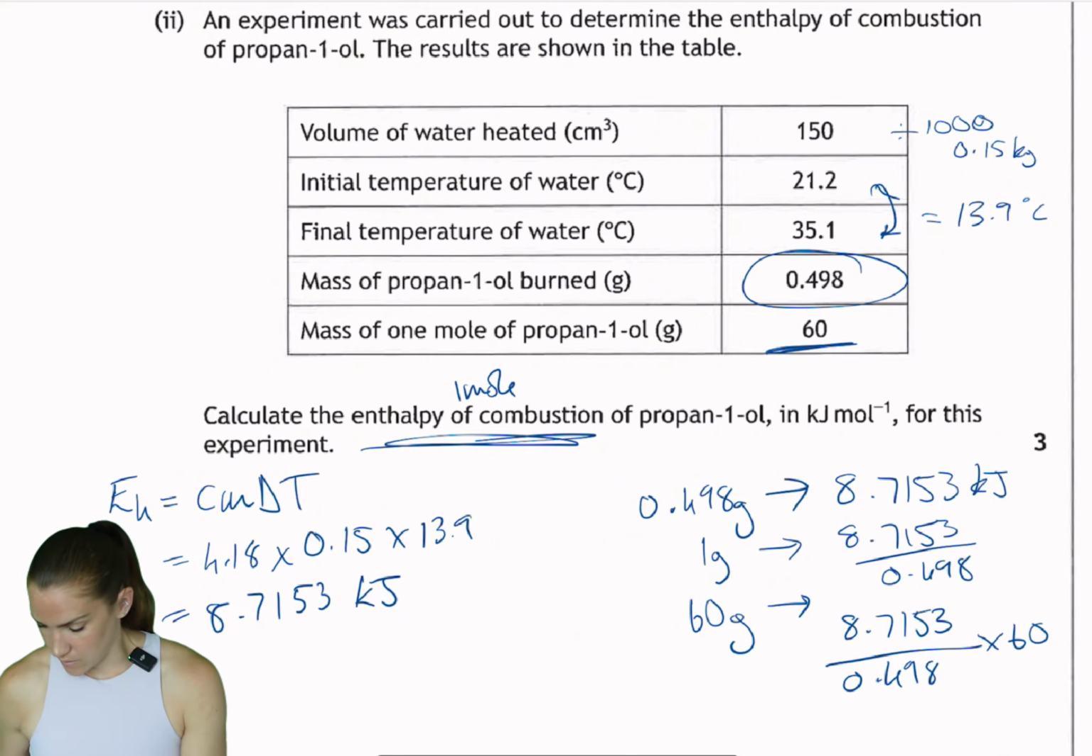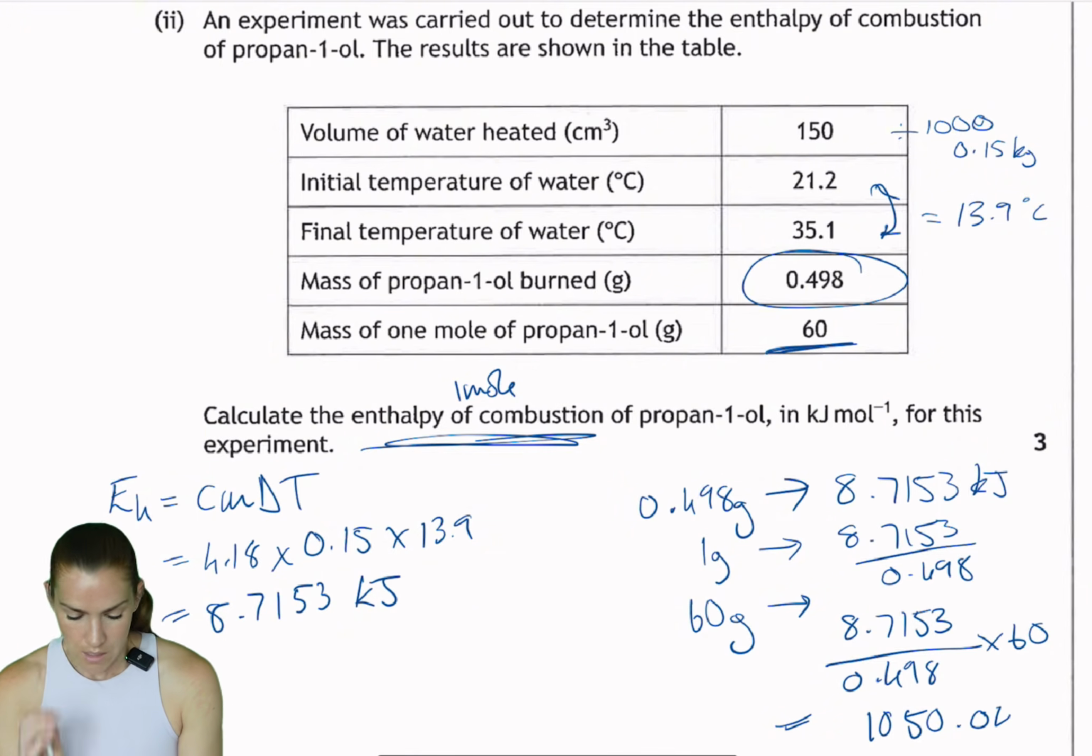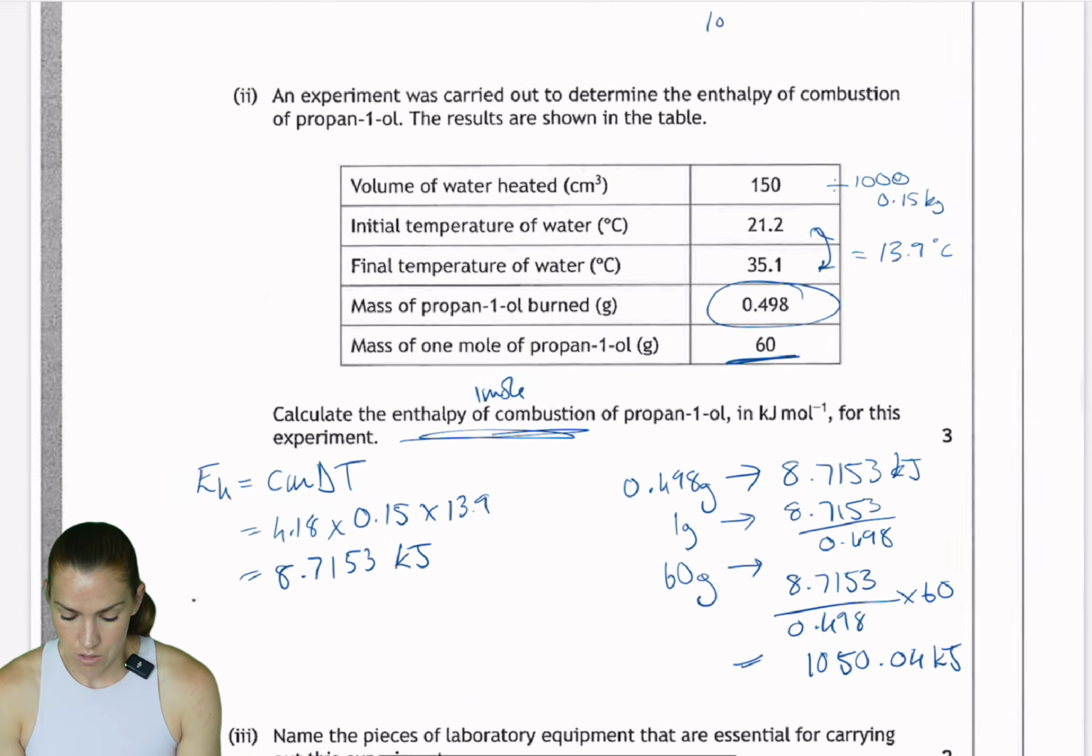So if we put that in our calculator, 8.7153, you can actually keep these numbers in your calculator. I don't know why I keep clearing them out, I'm just making my life harder for myself. And then times by 60. And that gives you 1050.04, say, kilojoules.